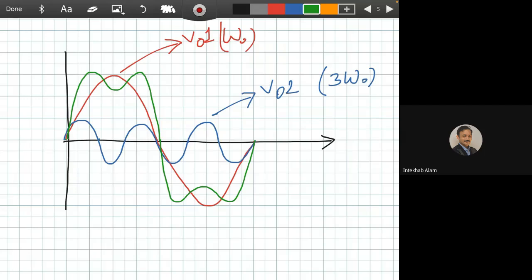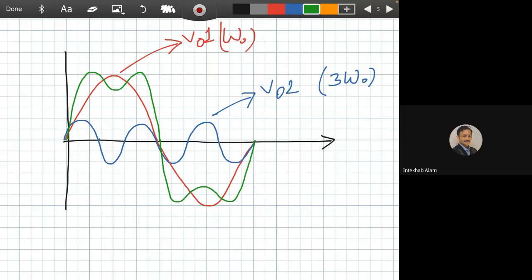Do you have any question regarding this point? Are you accepting this statement? If you don't have any question, then you can move forward.